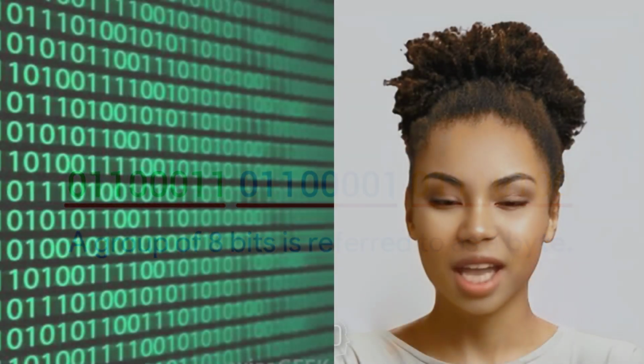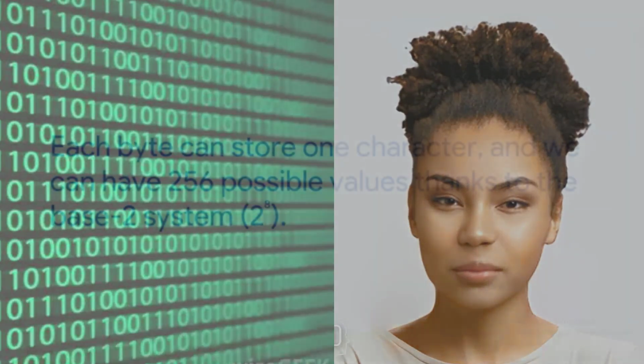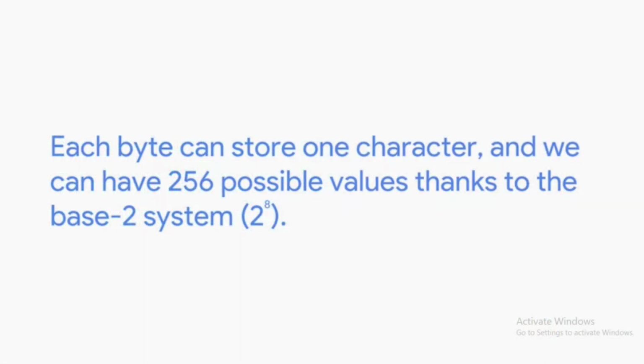So a byte of zeros and ones could look like 100111011. Each byte can store 1 character, and we can have 256 possible values, thanks to the base 2 system, 2 to the 8th. In computer talk, this byte could mean something like the letter C. And this is how computer language was born.